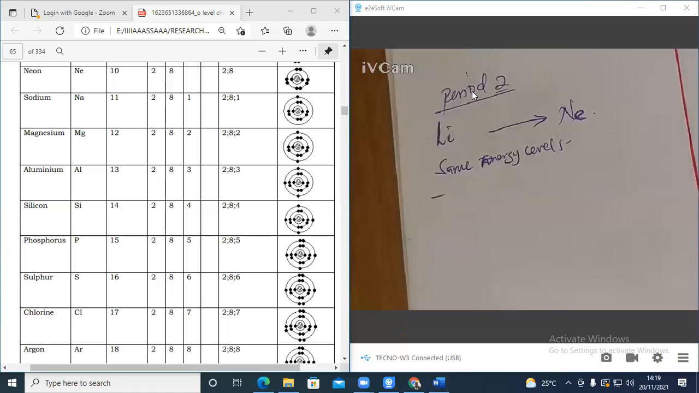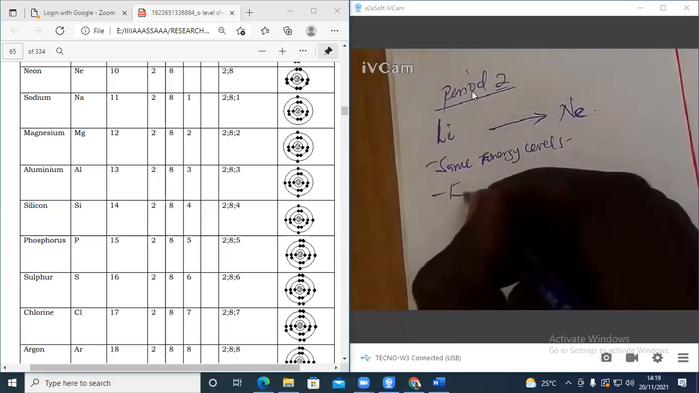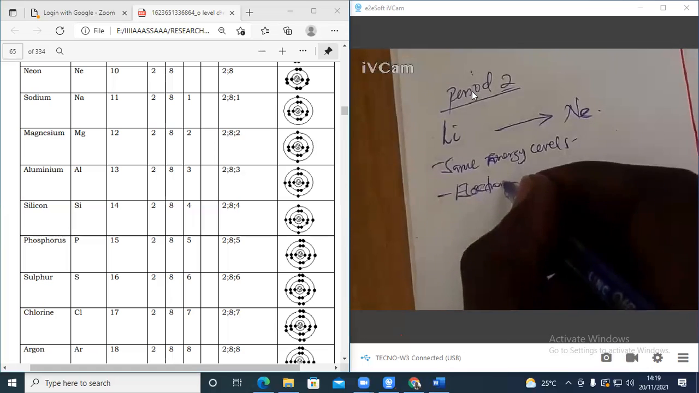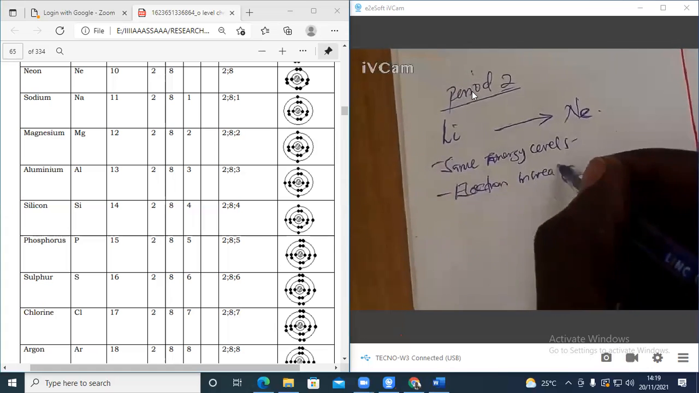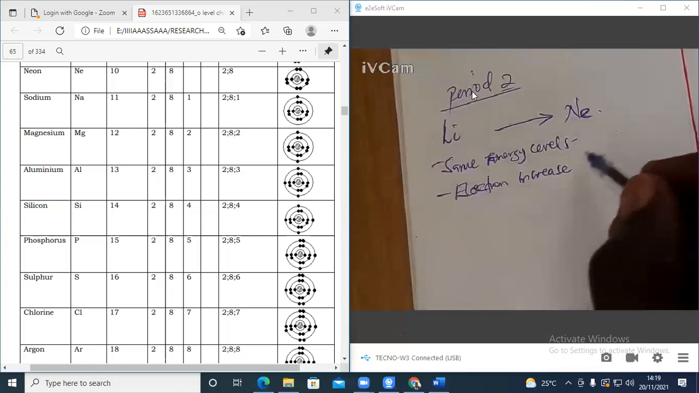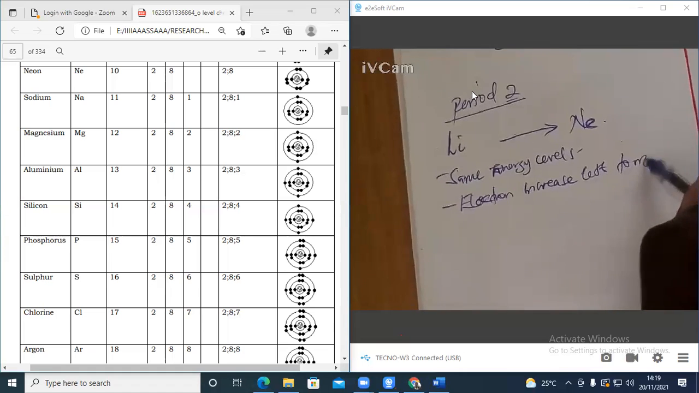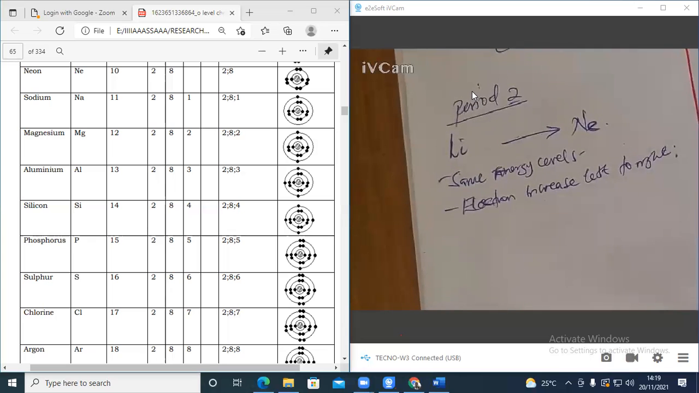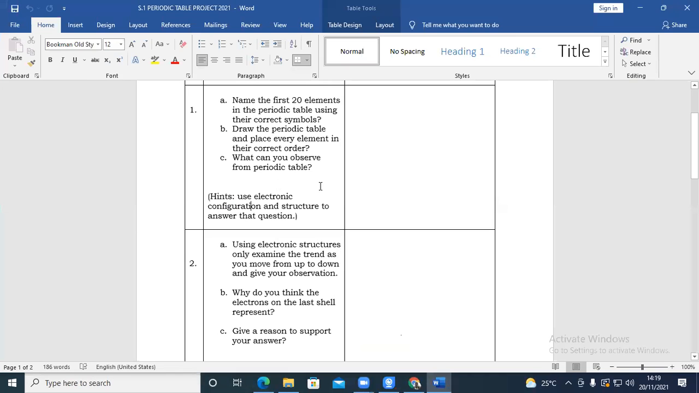Okay. Now, when you look at those electrons, the energy levels, what increases on the energy level? The electrons. Yes, that's another observation I wanted people to make: there's an electron increase from left to right. So that is another observation, and we don't want to waste time there. So we have answered this part.